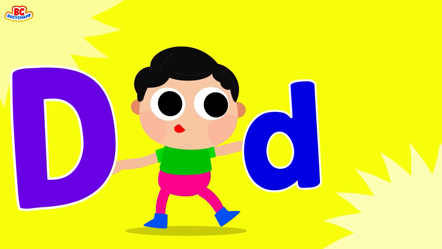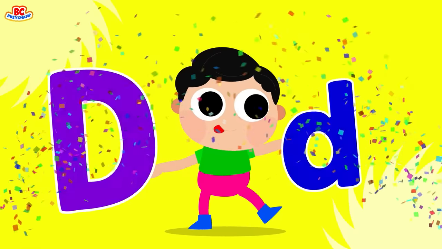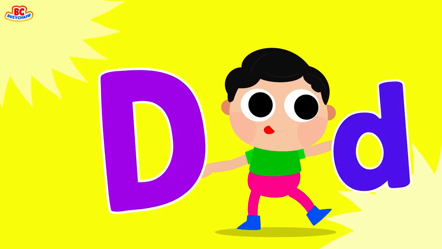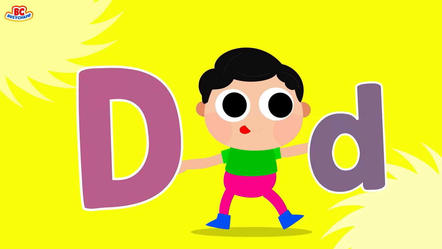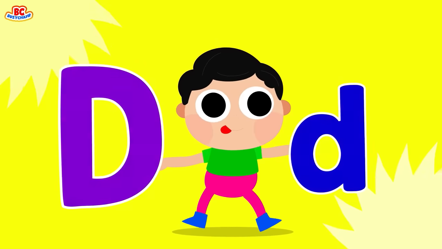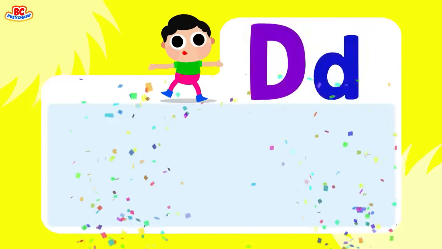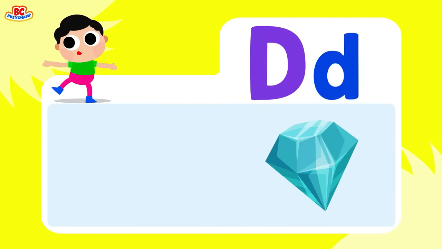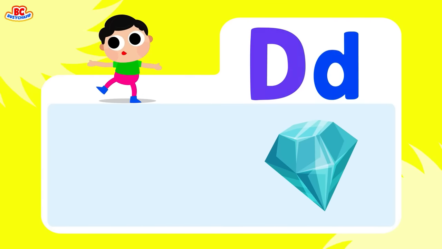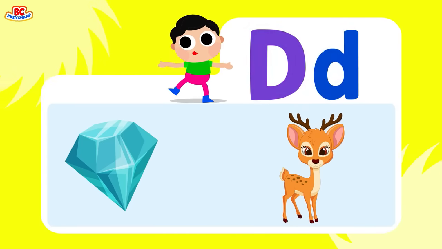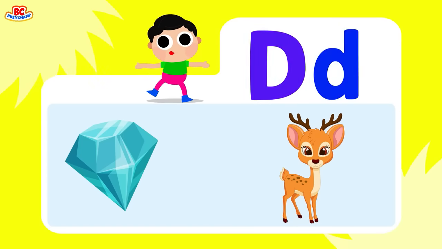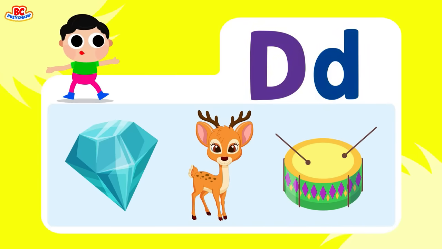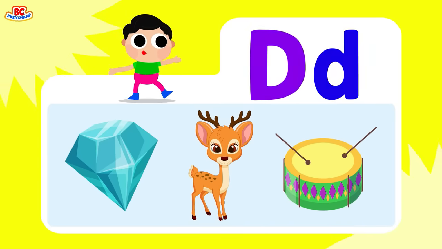Which alphabet can you see in my hands? I have the letter D in my right hand and its sound D in my left hand. And there are so many words that start with letter D. D called diamond. D, D, diamond. D called deer. D, D, deer. D called drum. D, D, drum.